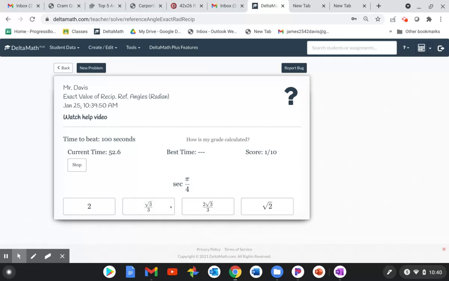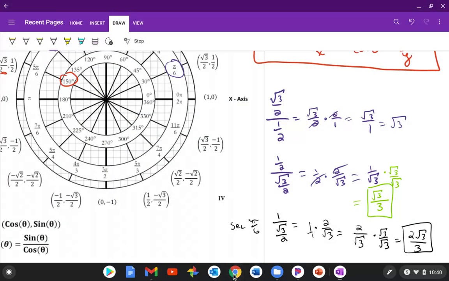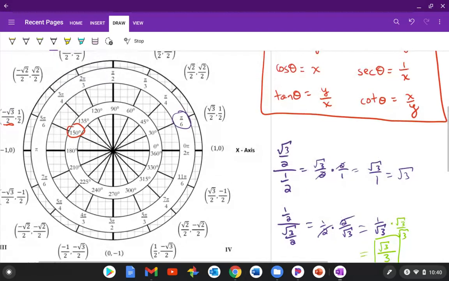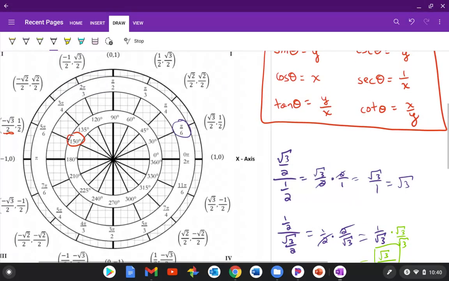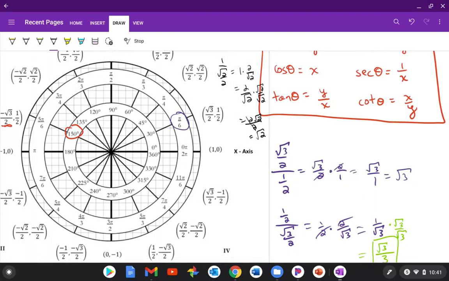You still have to get 10 of those. Secant of pi over 4. Maybe we'll give you a little bit more time for that one. The secant of pi over 4 will be 1 over the x. So it's 1 over radical 2 over 2. This becomes 1 times 2 over radical 2. So that's just 2 over radical 2. But again, you have to multiply by radical 2 over radical 2. So you get 2 radical 2, and on the bottom you just get 2. Then these 2's cancel, so you're left with radical 2. So secant of pi over 4 is just radical 2.